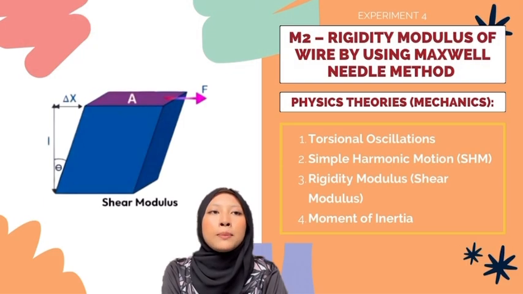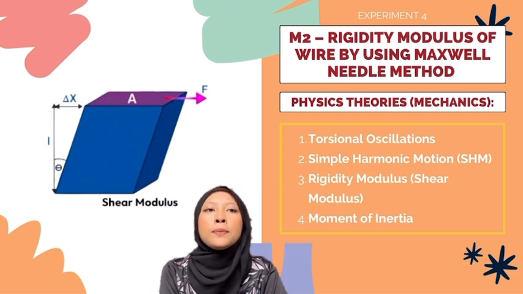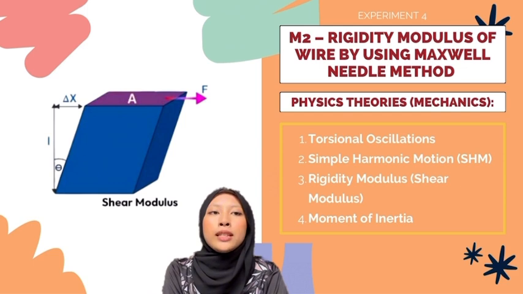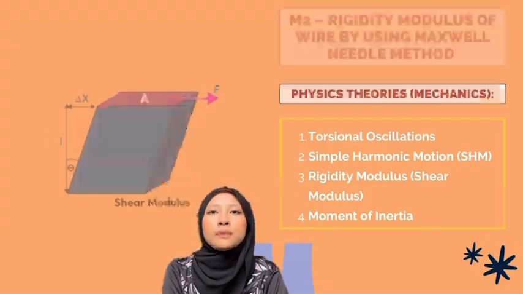Next, for experiment 4, which is M2, rigidity modulus of wire by using Maxwell needle method, the physics theory is related to mechanics, and it consists of torsional oscillations, simple harmonic motion SHM, rigidity modulus or shear modulus, and moment of inertia.